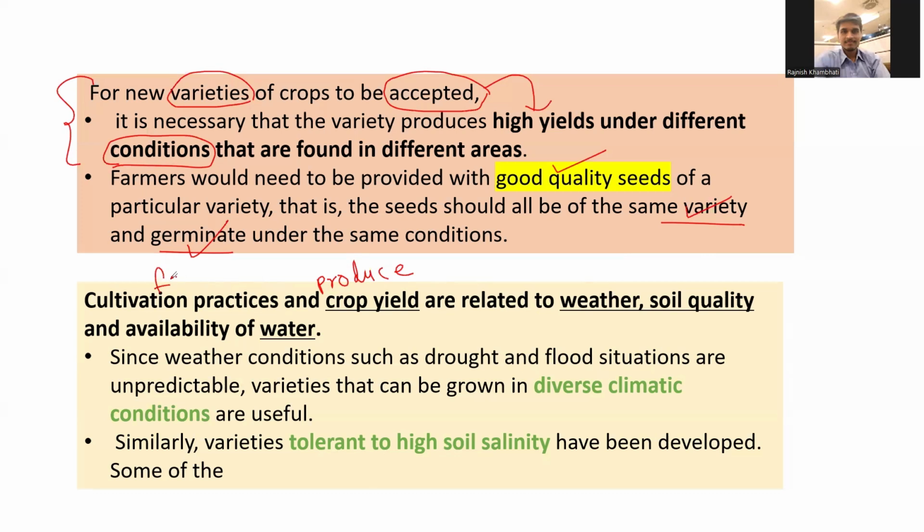So your farming and your produce depend on weather, soil, and water. If these things are not fulfilled, it can't grow. So along with good quality seeds, your seed should be able to germinate under diverse climatic conditions, conditions like drought or flood. And they should also be tolerant to high soil salinity. And that is why we have developed these varieties. Right now, these varieties are available. Clear? Okay. Let's jump on to the next slide.